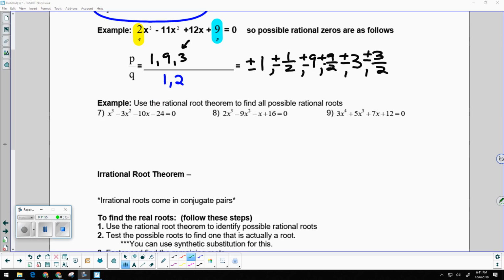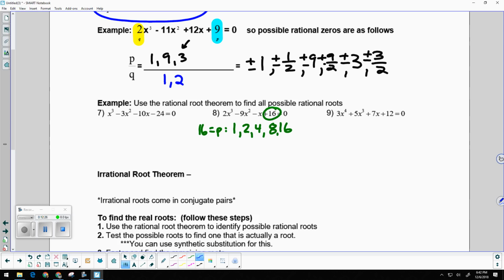Okay, let's do another one. Let's take a look at number 8. 16 is my constant. That's my p-value. Okay? All right? And let me write it this way just so we don't think it's 16 times p. 16 is my p-value. My factors of 16 are, and I'm going to write them in numerical order this time, 1 and 16, 2 and 8, and 4. Those are all my factors of 16.